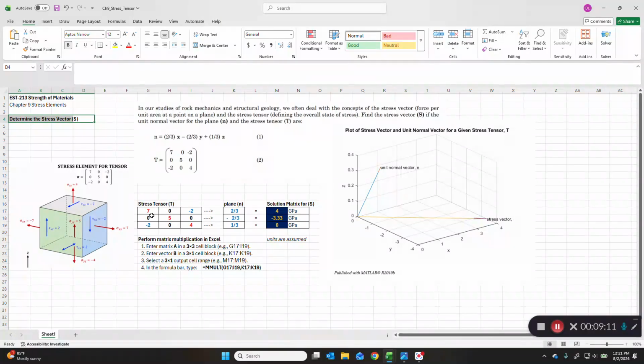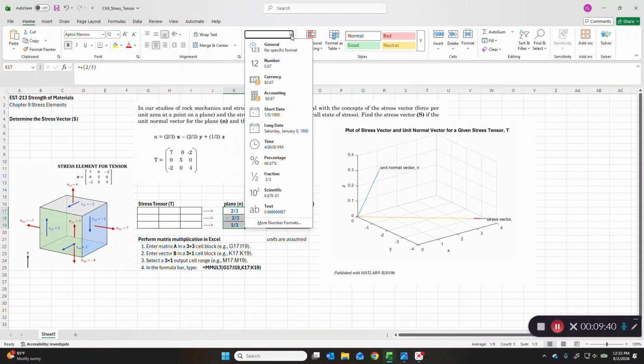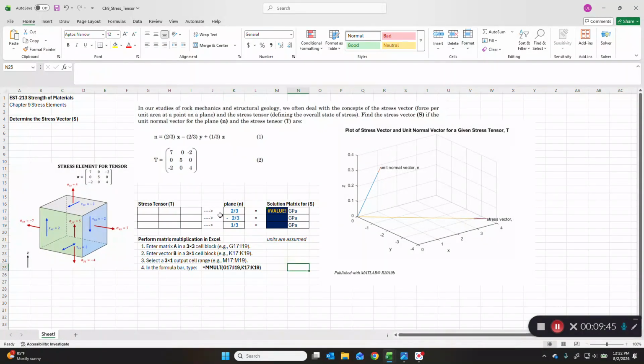So it's rather simple. We're just going to empty this matrix out, clear it out. Right now we know that we put our plane vector, X, Y, Z. So we take it right off of equation 1: positive 2/3 X, -2/3 Y, positive 1/3 Z. You can have Excel convert these to a fraction right here, and that's the best way to show it.